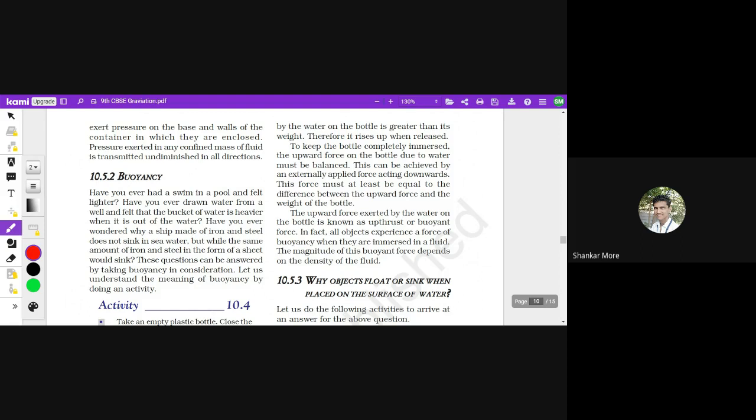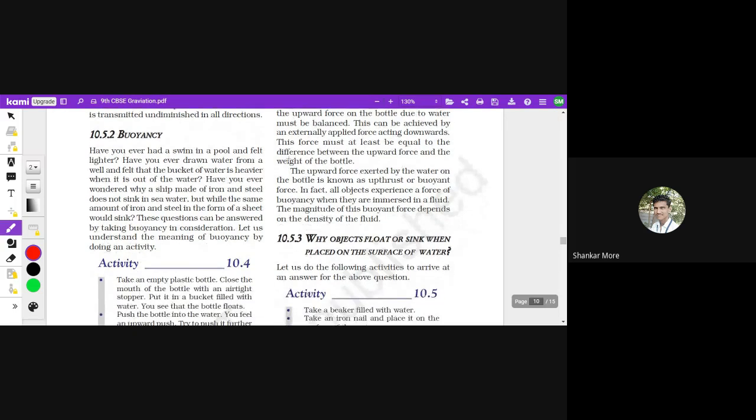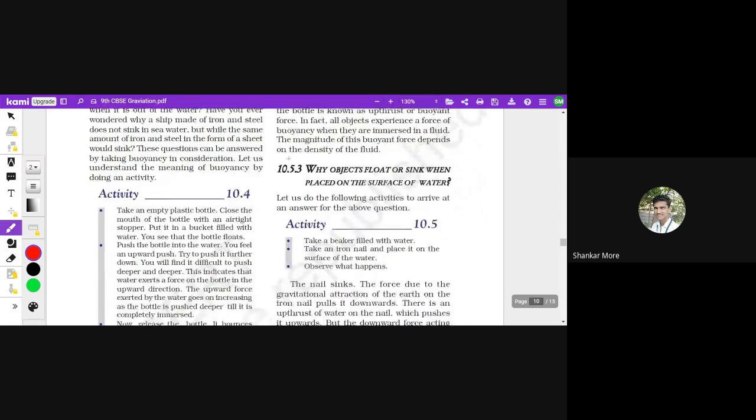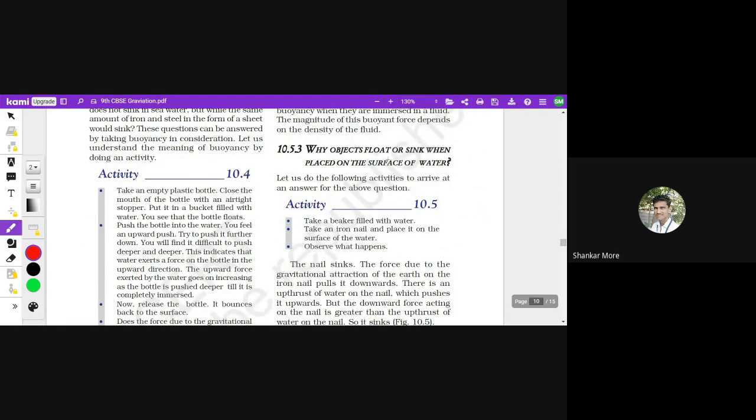In fact, all objects experience a force of buoyancy when they are immersed in a fluid. The magnitude of this buoyant force depends on the density of the fluid. ठीक है, so still we have not got the answer कि ऐसा क्यों होता है. जो buoyant force का जो magnitude है वो depend करता है density of fluid. Now why do objects float or sink when placed on the surface of water? This will answer our question कि सिक्का क्यों डूबता है और शिप क्यों तैरती है.